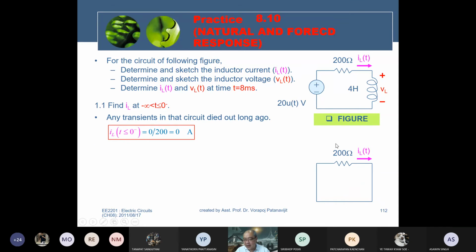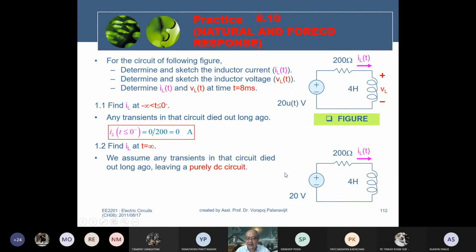Now for time equal to infinity, this unit step equals 1. Therefore, the voltage source changes from 0 to 20 volt immediately at time equal to 0. If the source has been charging the inductor for a long time, the inductor performs like a short circuit. We assume the transients in the circuit died out long ago, leaving a purely DC circuit, and the inductor acts like a short circuit to DC current.